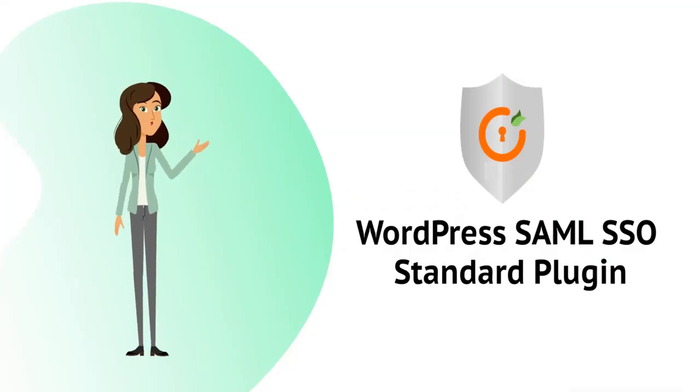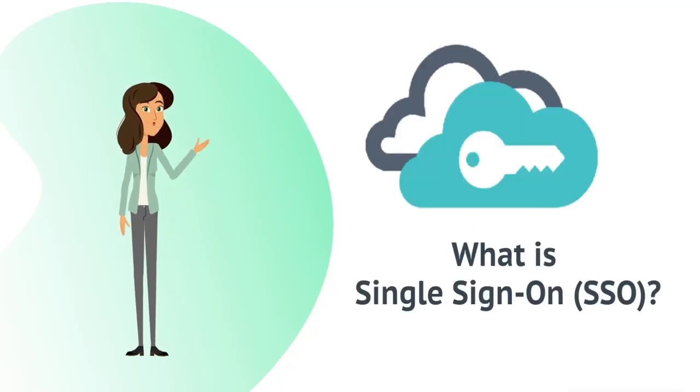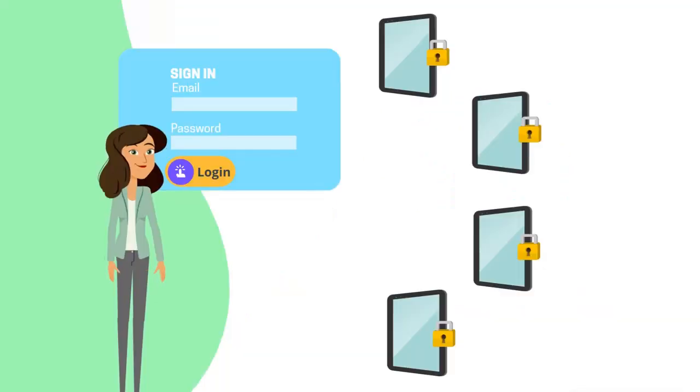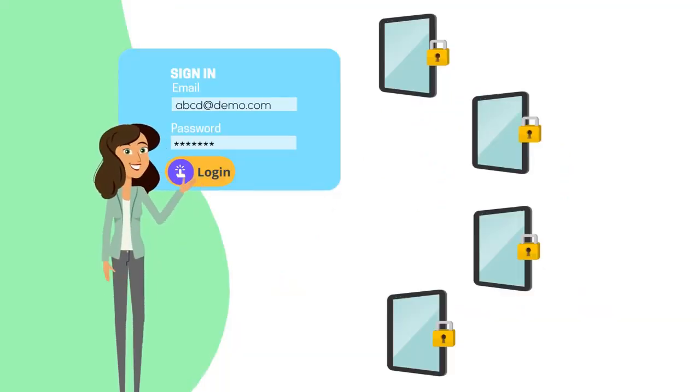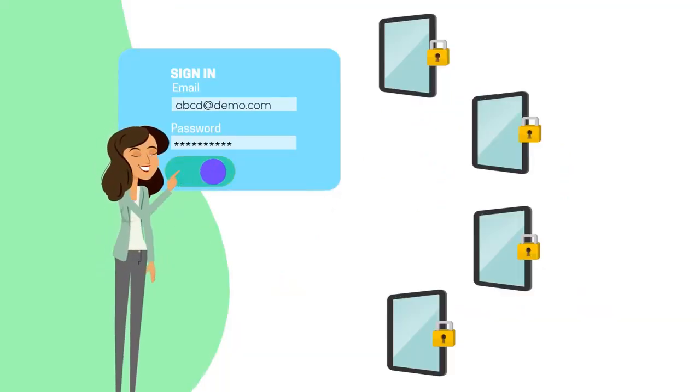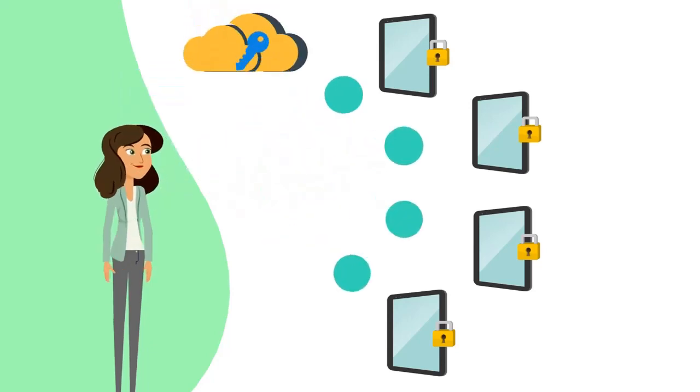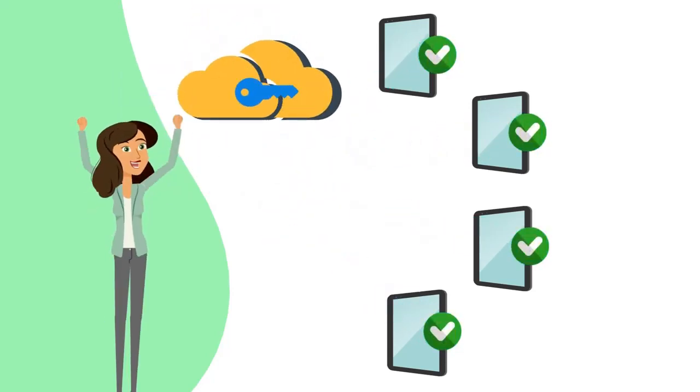Today we will see how our WordPress SSO Standard plugin works. Before moving on to the plugin, first let's understand what is Single Sign-On. Single Sign-On is an authentication process that allows a user to access multiple applications with one set of login credentials. This means once you have logged in with user details, you don't have to log in repeatedly to every application.